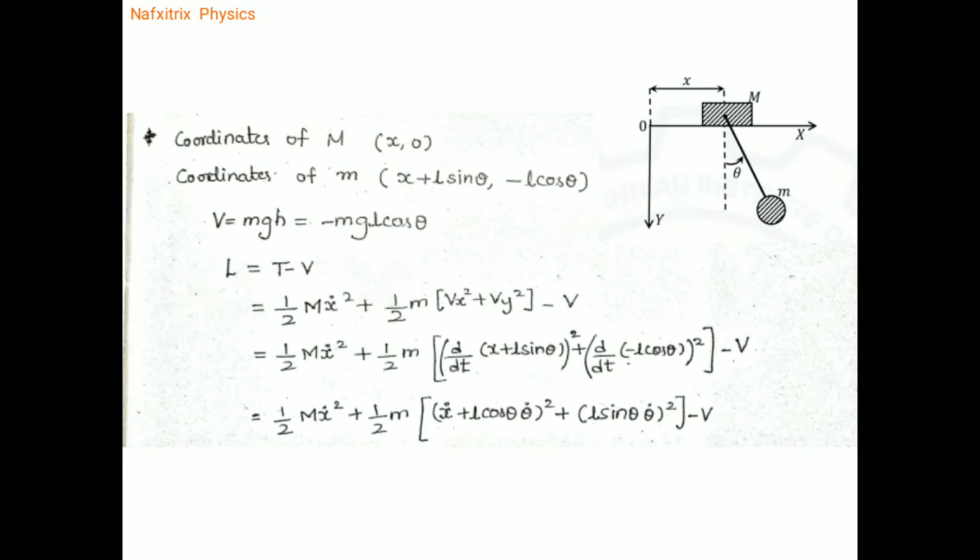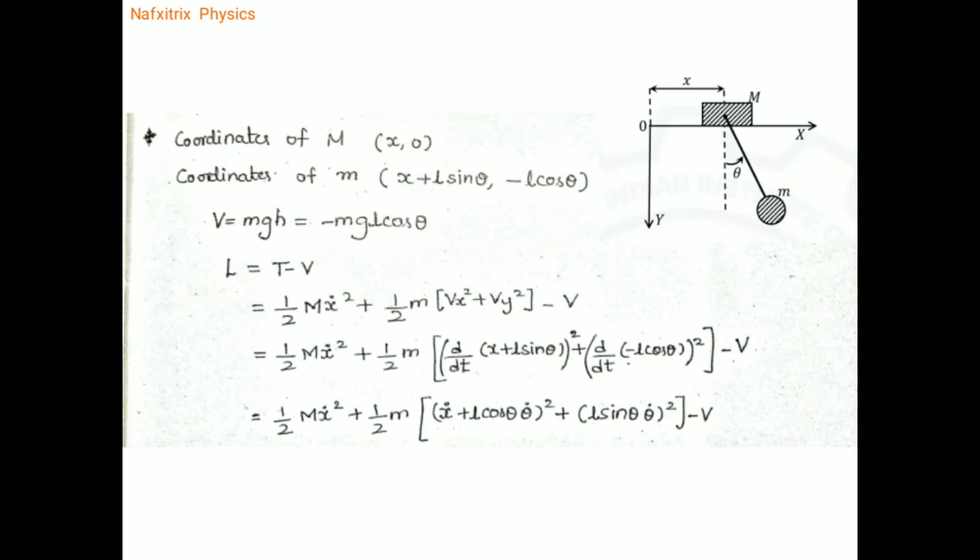So here, the coordinates of the capital M mass. The block of mass M, its coordinates are nothing but it is at a distance x from the origin along the x-axis, and along the y-axis there is no motion for this. So it is sliding only along the x-axis. So its coordinates are x comma 0. And next, the coordinates of m. So this is m.